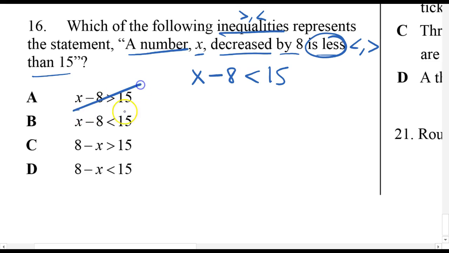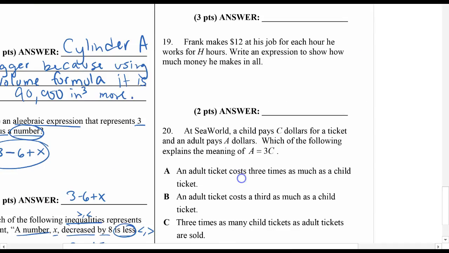So it doesn't match this one because that shows greater than. It's not this because it's 8 minus x, and this is supposed to be x minus 8, or this one. So that means it's B. Okay, so that's the one that matches.